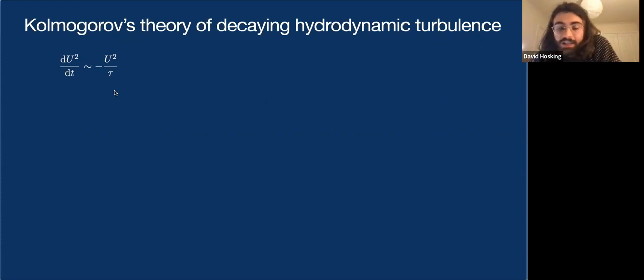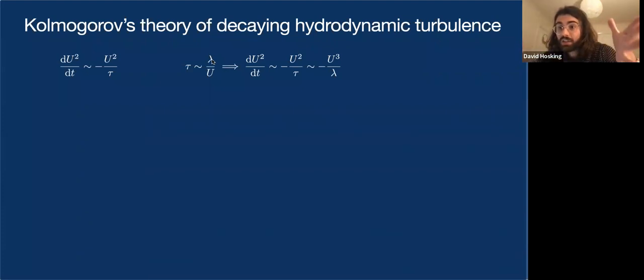Now, what is that characteristic timescale? Well, dimensionally, there's basically only one thing that it can be. It's the correlation length, the size of the largest structures, the energy containing structures, divided by the characteristic velocity of those structures. So that's the turnover time of the largest eddies. Plugging that in, one finds that dU squared by dt scales like minus U cubed over lambda. So at that point, you're stuck and you have to relate lambda to U in order to close your equation and solve it and then get a prediction for how U evolves.